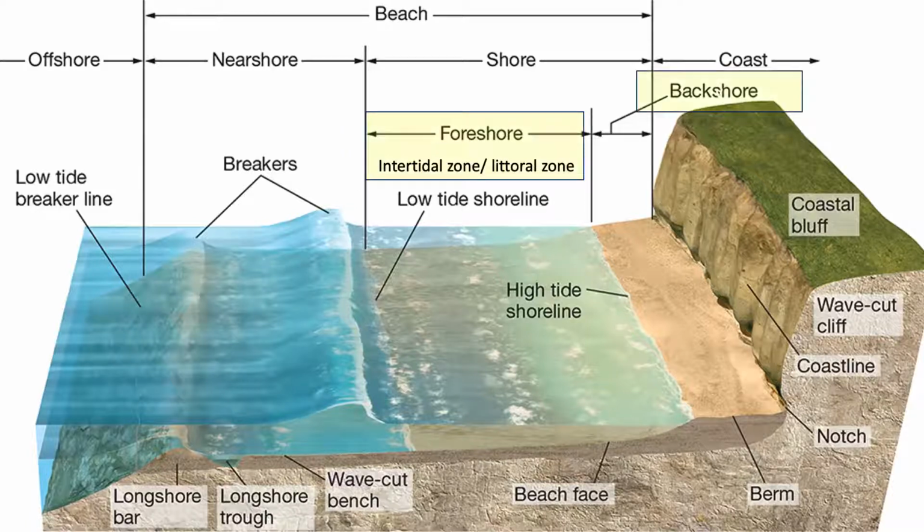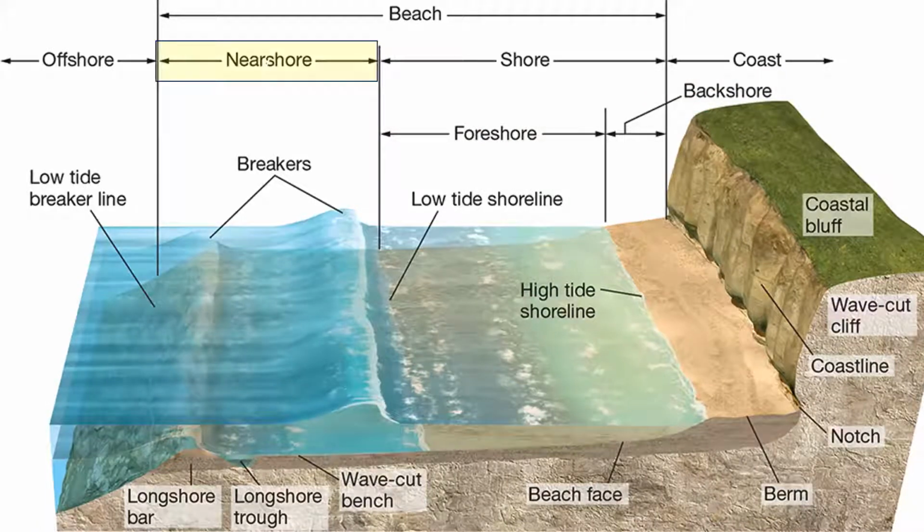The shore is divided into foreshore and backshore. The foreshore can be referred to as intertidal zone or littoral zone. The backshore is above the high tide line area and it's covered with water only during storms. The foreshore can be exposed during low tide and submerged during high tide. It's the area between the tides. Intertidal means between the tides.